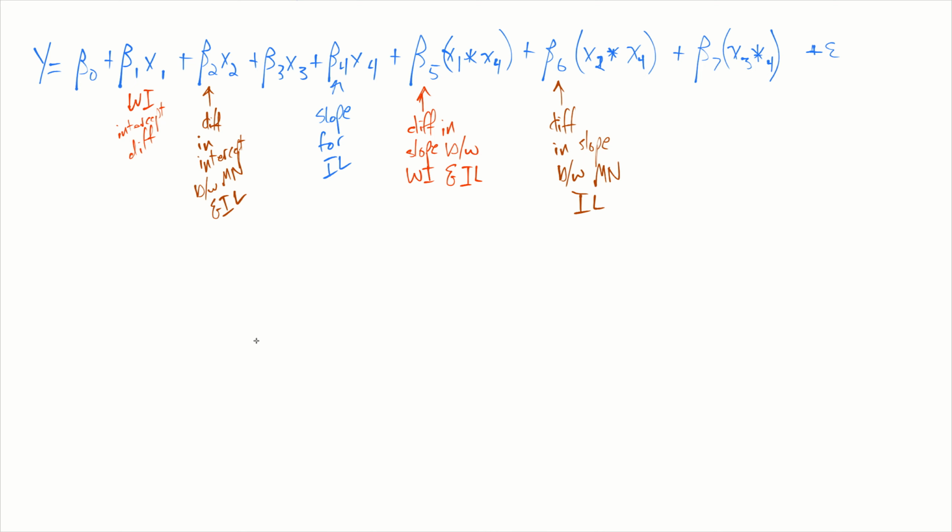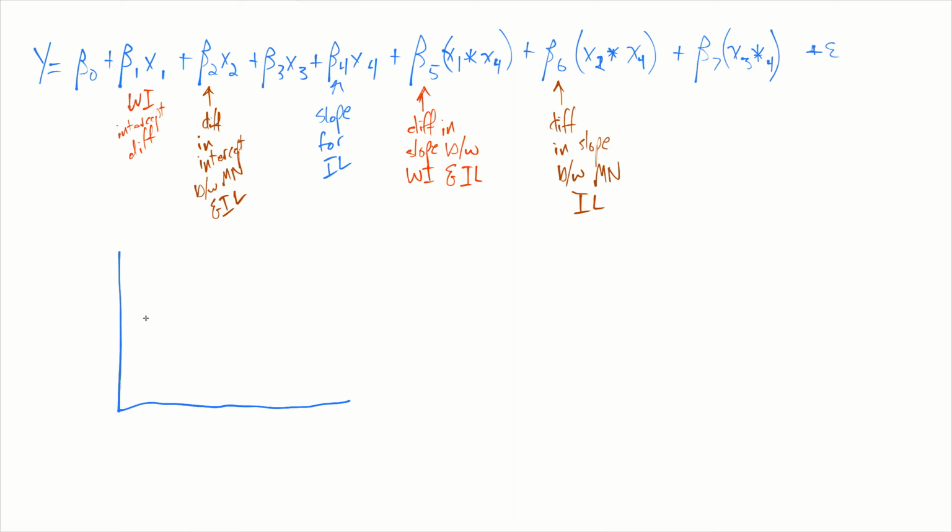And then to extend that, beta 7 is for the difference in slope between Illinois and Iowa, and beta 3 is the difference in the intercept between Illinois and Iowa. What would a model like this potentially look like? Well, it's going to have varying slopes and varying intercepts for each group.